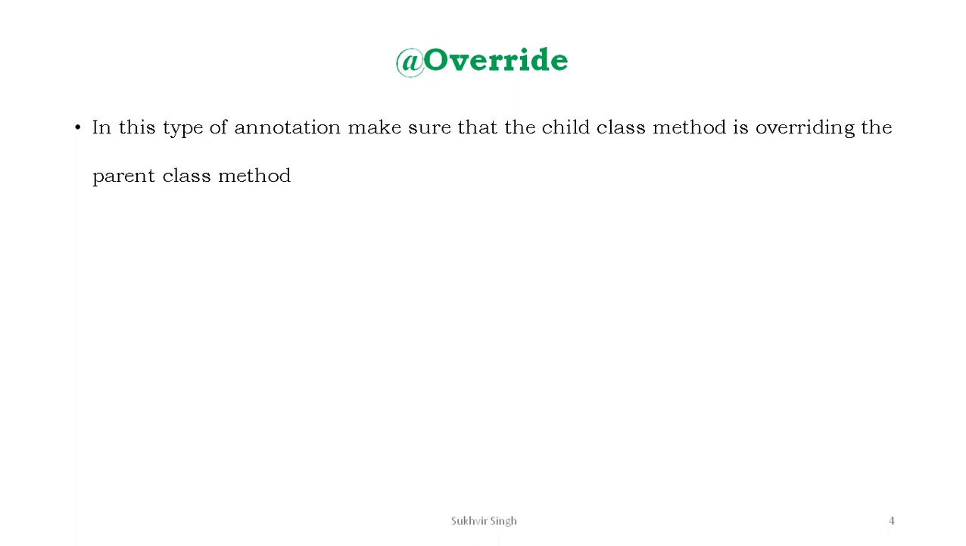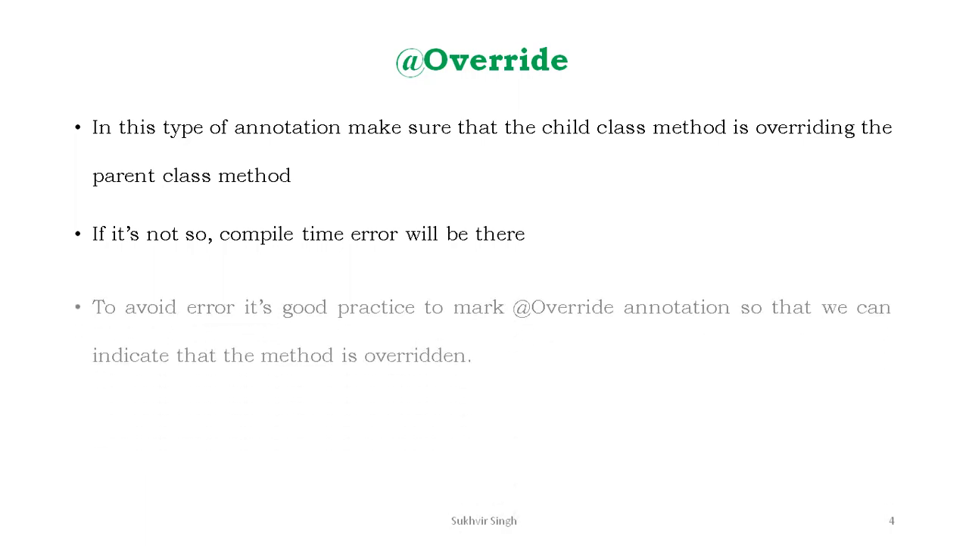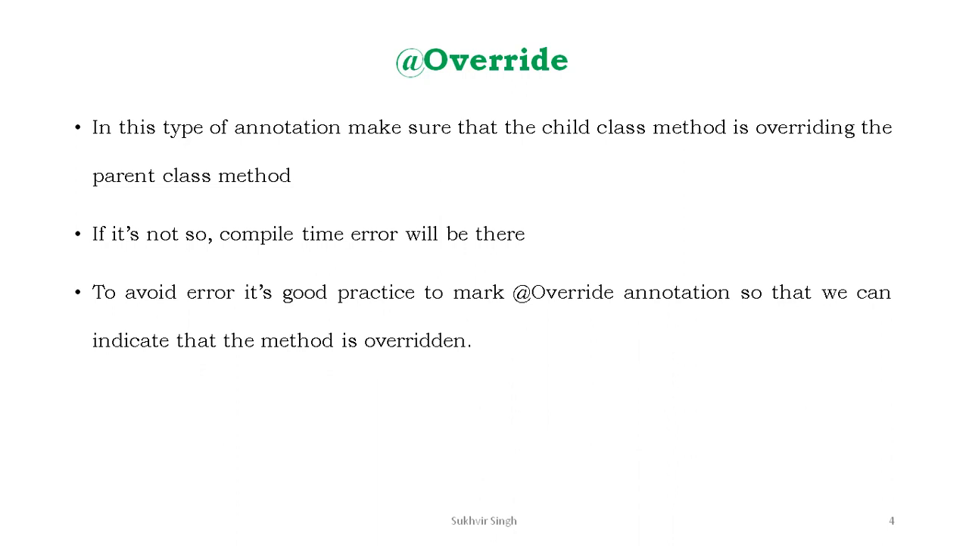In case of Override, this type of annotation makes sure that the child class method is overriding the parent class method. If it's not so, a compile time error will be there. To avoid errors, it's good practice to mark the @Override annotation so that we can indicate that the method is overridden.